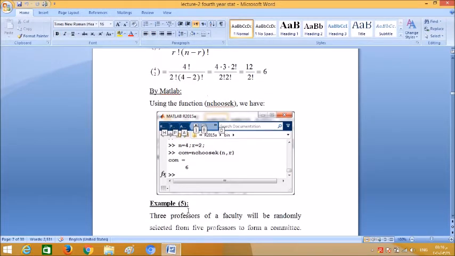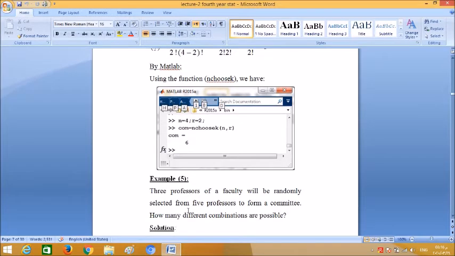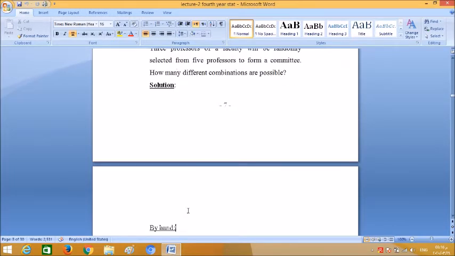Example 5. 3 professors of a faculty will be randomly selected from 5 professors to form a committee. How many different combinations are possible? Okay, solution by hand.